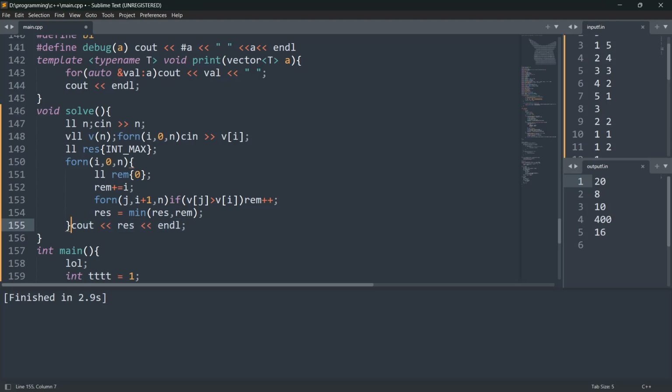So for the first index, it takes up how many elements are before it, then it checks how many elements after it are bigger than it, and then at last we just minimize the res, and at last we output it. That is the code for the question.